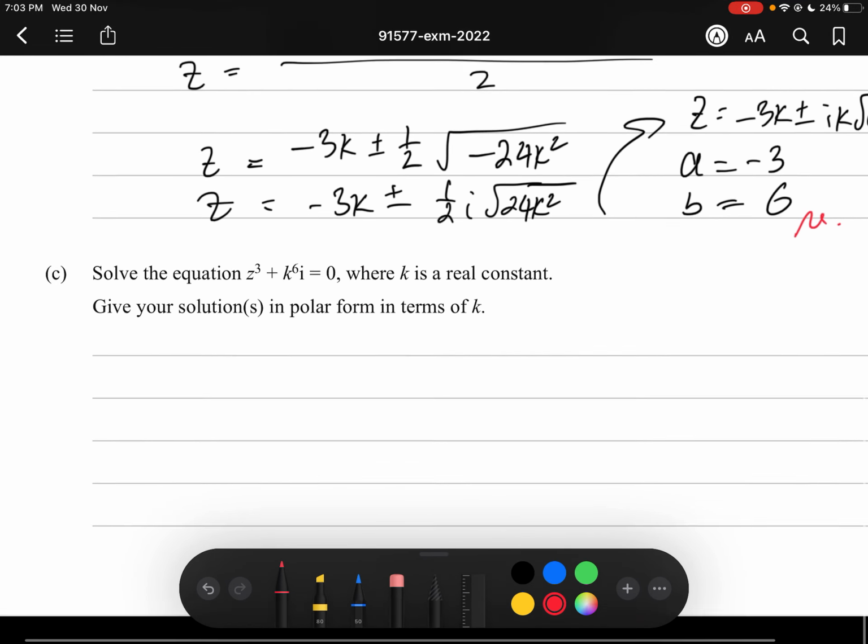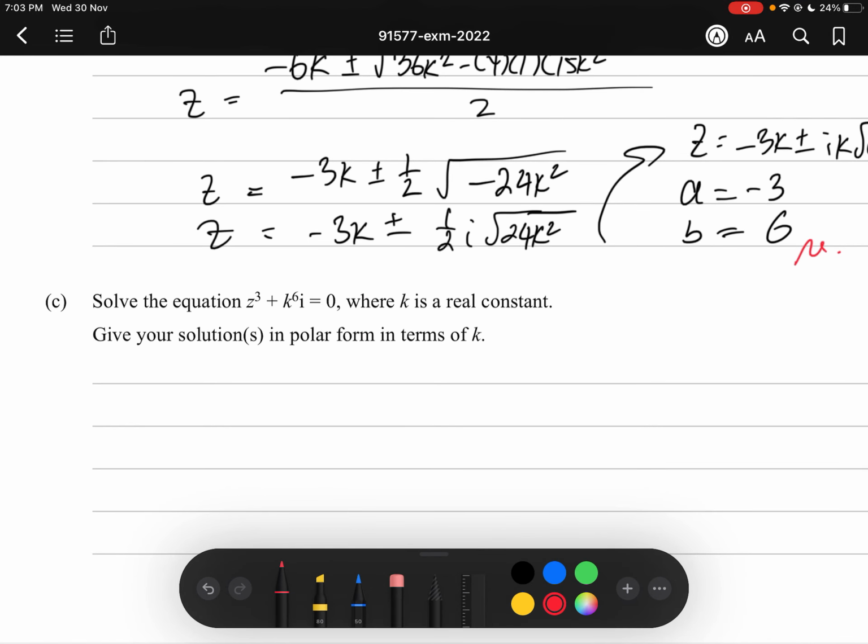Alright, let's have a look at question number C. Solve the equation z cubed plus k to the power of 6 i equals 0. k is a real constant. Give your solution in polar form. In this case, we're going to make z cubed the subject. So we have z cubed equals negative k to the power of 6 times i.